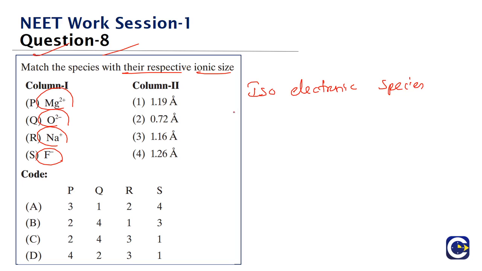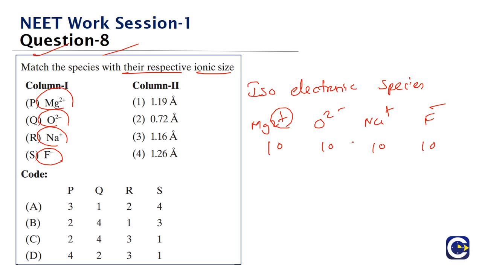Check it. Magnesium, what is the atomic number of magnesium? 12. 2 plus means losing 2 electrons, so Mg2 plus will have 10 electrons. O2 minus: oxygen has atomic number 8, 2 minus means it has gained 2 electrons, so totally 10. Sodium plus: sodium atomic number 11, plus means it has lost 1 electron, remaining 10. F minus: fluorine atomic number 9, gained 1 electron, so the number of electrons is 10. All of them are isoelectronic species.